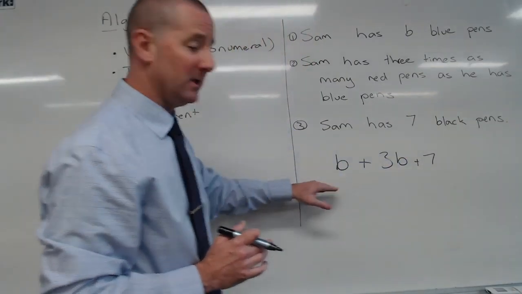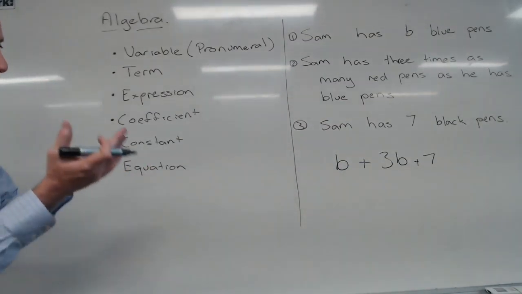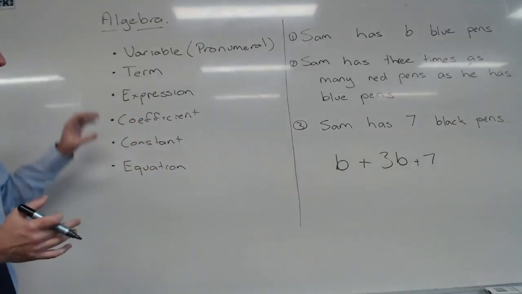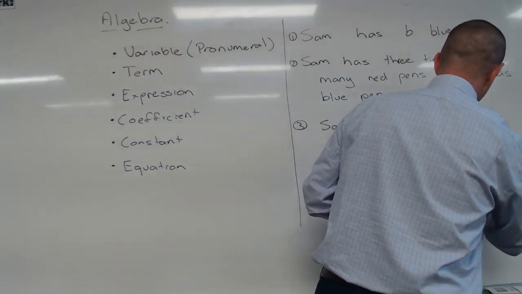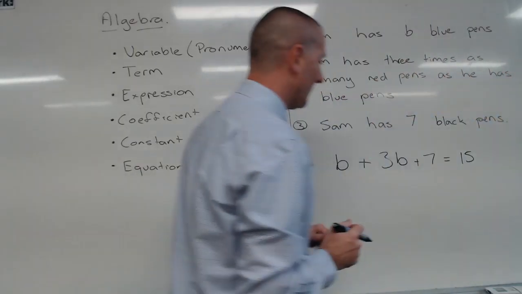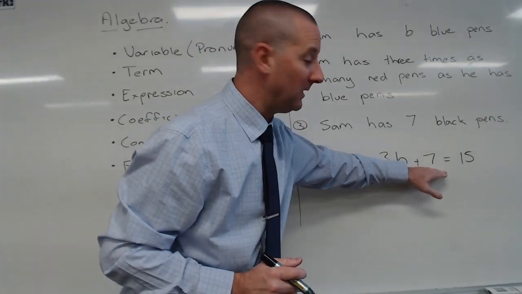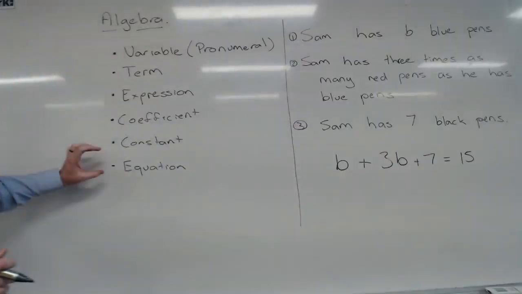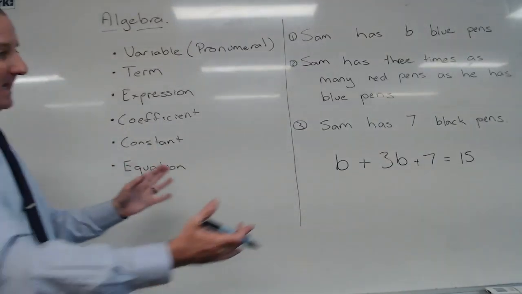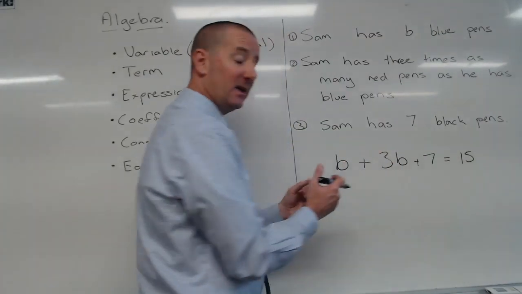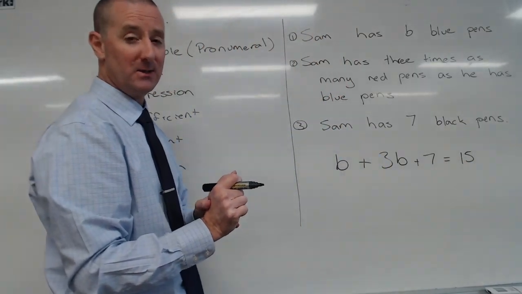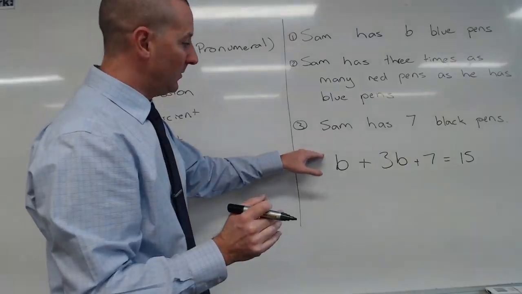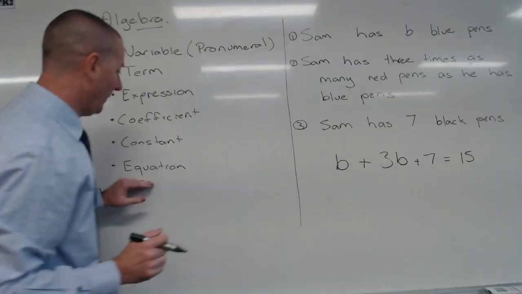We've got an expression. And if we actually came up with a final part and added an equal sign, if we said that that was equal to 15, we've now turned our expression into an equation. So you can see our equation has a left-hand side expression equal to a right-hand side expression. And so in this case, we've got an equation.